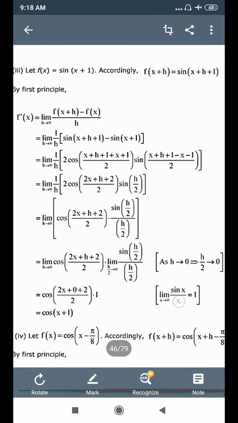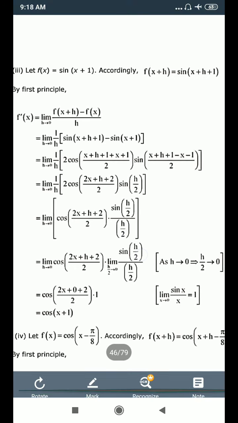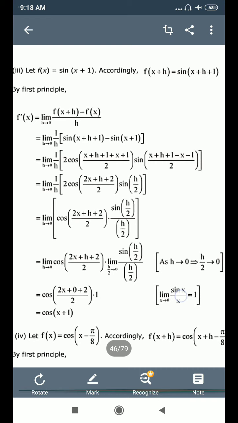To apply this property, we have sine h by 2. In the denominator, h is there and in the numerator 2 is there. So this 2 by h can be taken as h by 2 in the denominator of this. Now the limit h tends to 0, sine h by 2 upon h by 2, would become 1 using this property, because as h tends to 0, h by 2 also tends to 0. So this is 1. Now in this you put h equal to 0. It will be cos of 2x plus 2 divided by 2, that is cos of x plus 1.